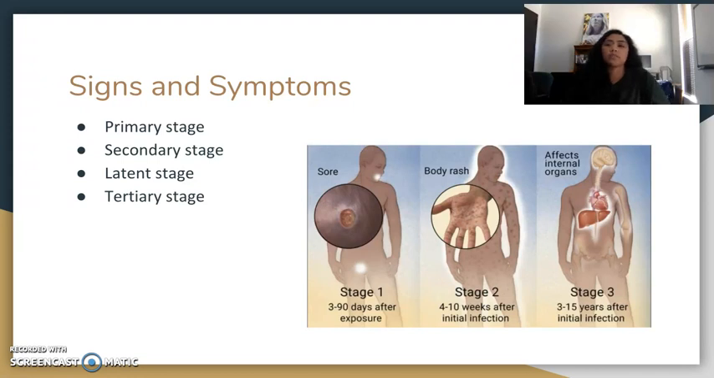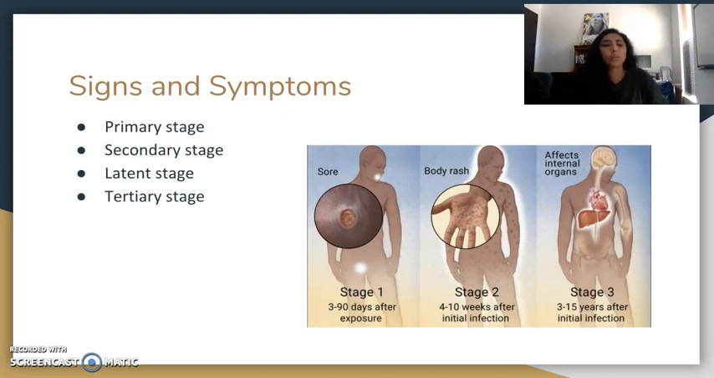And these rashes aren't really prevalent, so they're very faint and not really itchy, but they will most commonly look like brown spots around the body. The secondary stage also includes lesions that grow in warm, moist areas, such as the mouth, underarm, or groin, and will also show symptoms of fever, swollen lymph nodes, sore throat, hair loss, headache, weight loss, fatigue, and muscle aches.